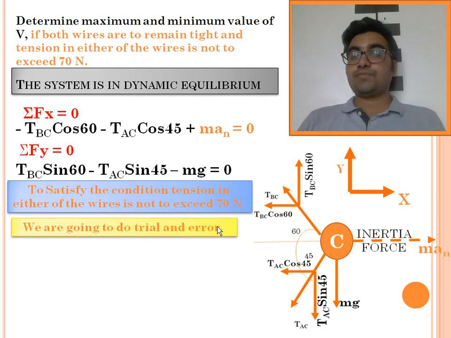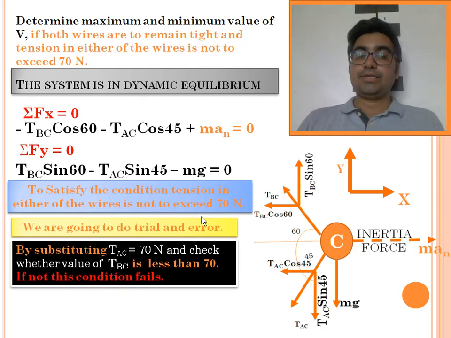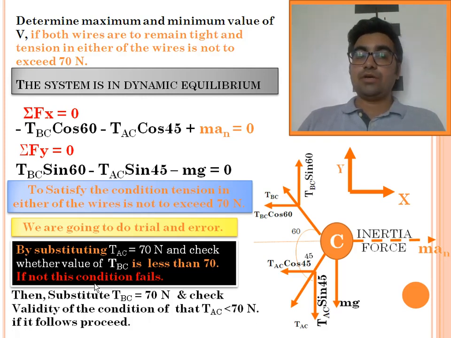After reading the question, we are following a trial and error approach, and in this first I apply TAC equals 70 Newton. When I apply TAC equals 70 Newton, I have to check whether TBC is less than 70 or not. If it is not less than 70, the condition fails. We have to go for the next alternative. So looking for the alternative, I apply TBC equals 70 Newton. And again we have to check whether it is coming less than 70. If it is not less than 70, we have to stop there. But remember that one of the two will always be that.